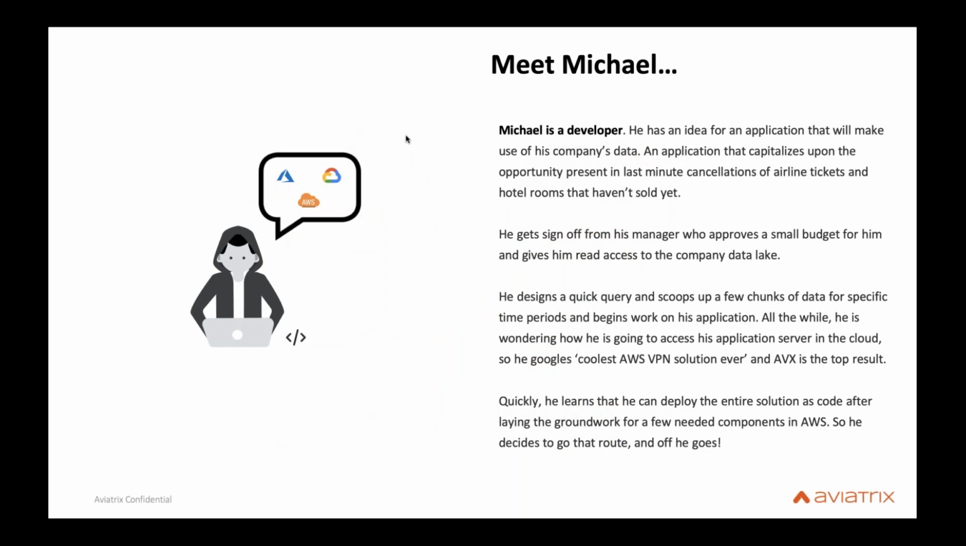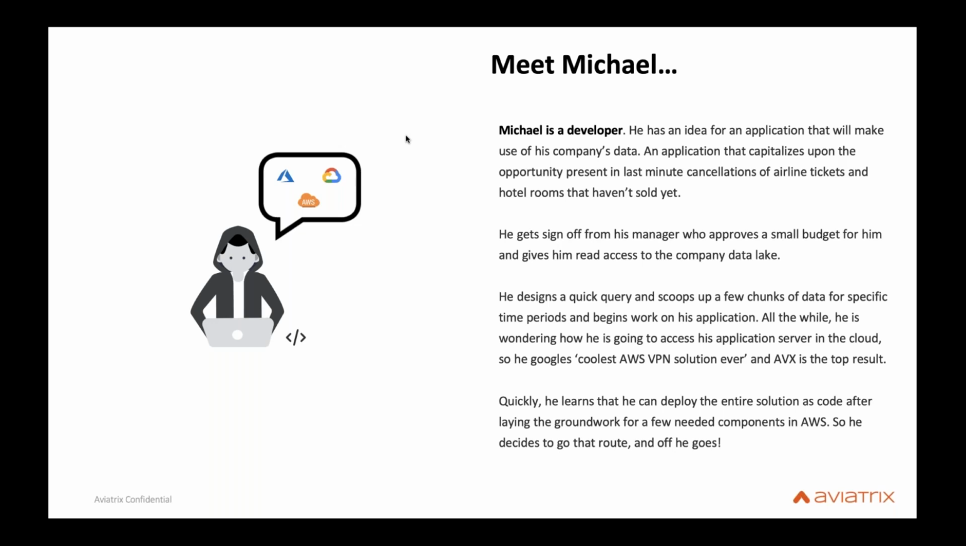So meet Michael, everybody. Michael is the hero of our story. He's a developer at sometravelcompany.com, and he has an idea for an app and he pitches it to his boss, and it revolves around pitching last-minute cancellations of airline tickets and hotel rooms, as well as ones that haven't sold yet, to the customer about to make a purchase. So he gets permission from his team leader, gets signed off by the manager, gets a budget, and gets a small provisional access to read from the company data lake. Designs a quick query, scoops up a few chunks of data, and he goes to work on his app.